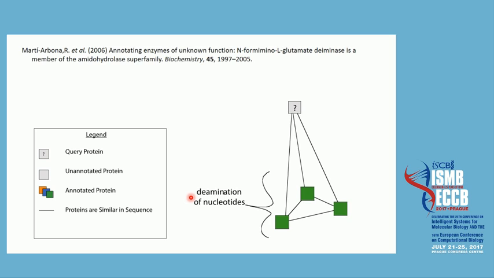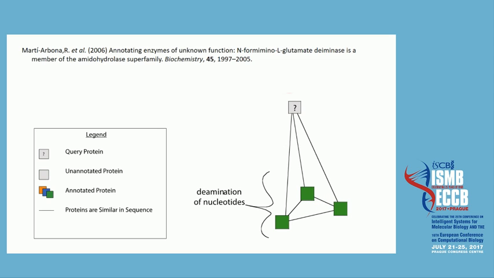An example of manual genomic context analysis that inspired my work is by Frank Rochel's lab at Texas A&M. And this is a graphical representation of it. Here we have a query protein, which is unannotated. We have a few proteins annotated as nucleotide deaminases. And these edges represent sequence similarity, meaning that most of these proteins, this is not a protein interaction network, are in different species.